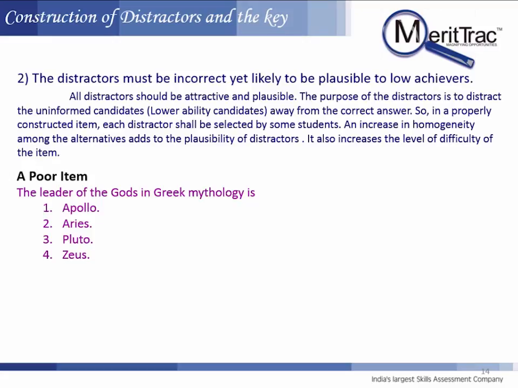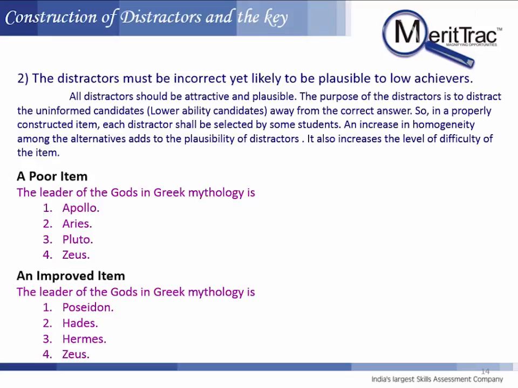Now, one may try to assume that Apollo is a satellite, Ares is a constellation, Pluto is a planet, so hence Zeus would be the answer. The options have been put in such a way that one can easily eliminate and arrive at the right answer. Hence, we have left the stem the way it was, and we have only changed the distractors, and now it is not so easy to eliminate and arrive at the answer.